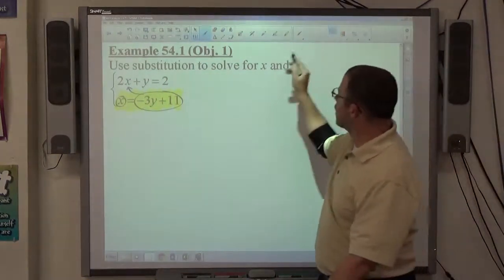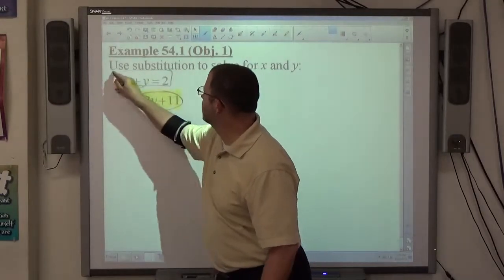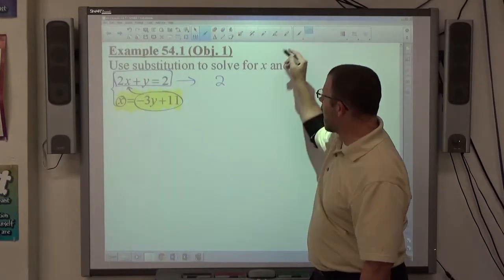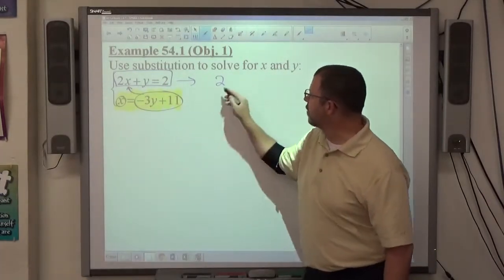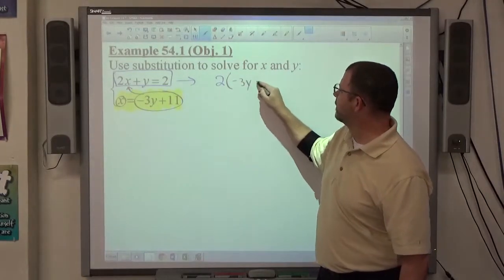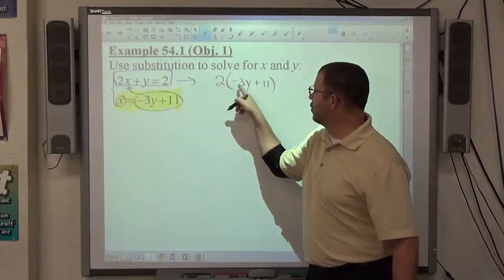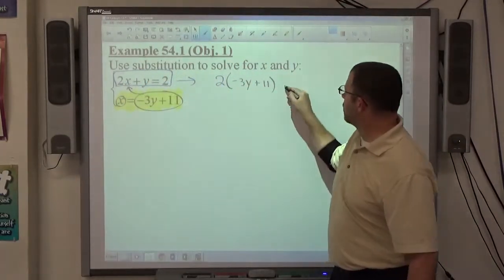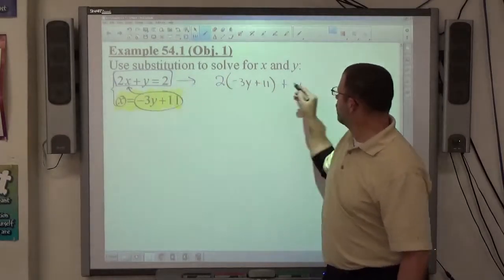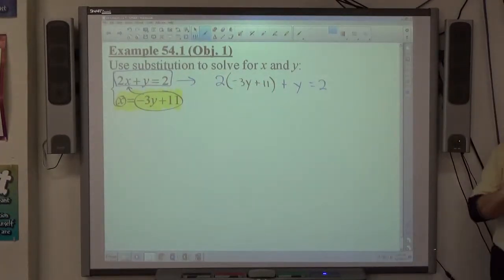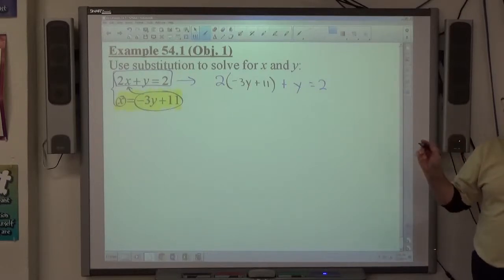So if we take a look at the top equation, 2 is being multiplied by x. I'm replacing x with the expression negative 3y plus 11. So 2 times x becomes 2 times this, plus y stays plus y, equals 2 stays equals 2. So the top equation is exactly the same. The only change I made was x got replaced with what x equals based on what the bottom equation tells me x equals.